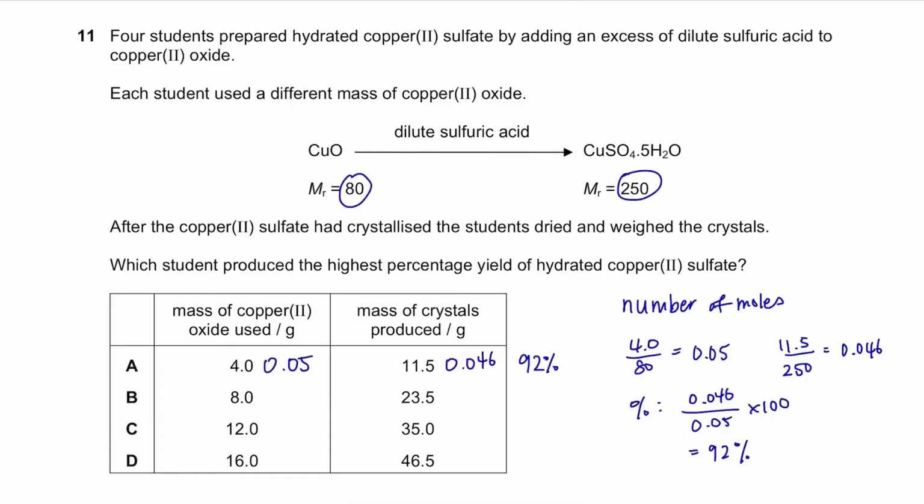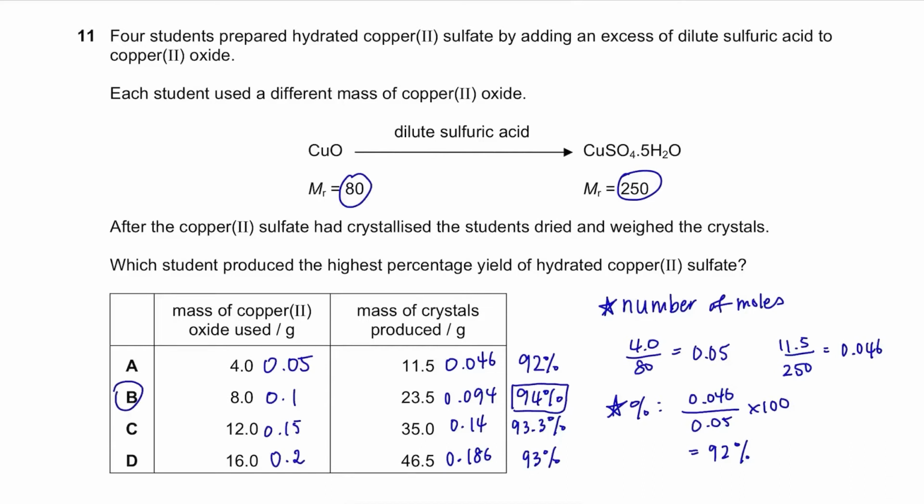Same calculations go for the rest of the options. It's a lot of calculations, so you have to be fast enough to figure out what you need to do and make sure you don't make any mistakes. While the results are the following, you can see that B has the highest percentage of 94%, so B is the answer.